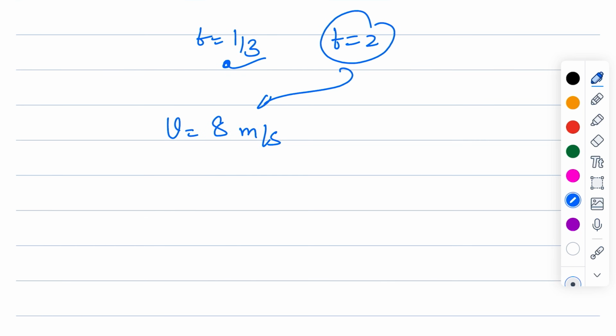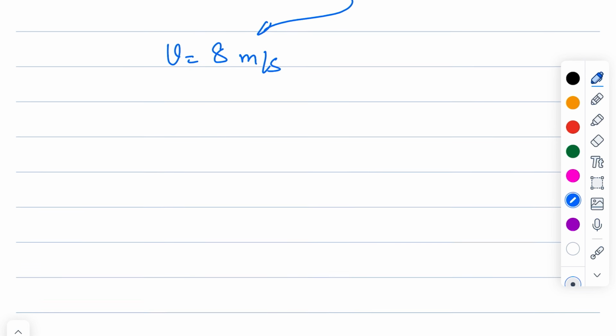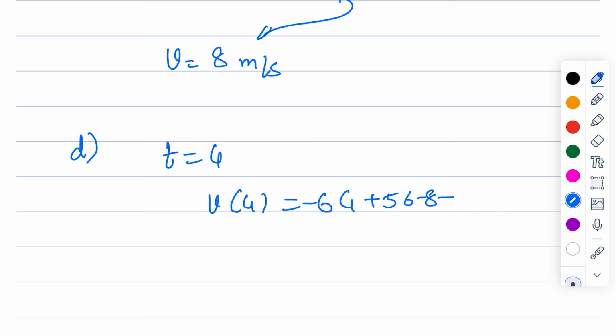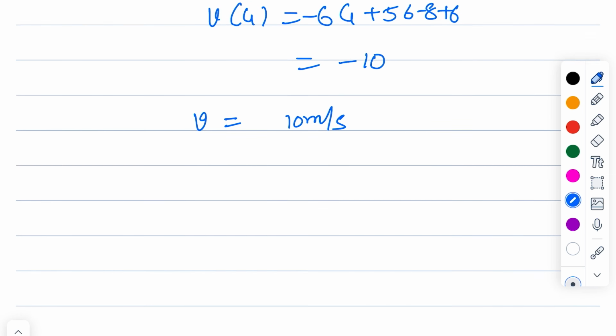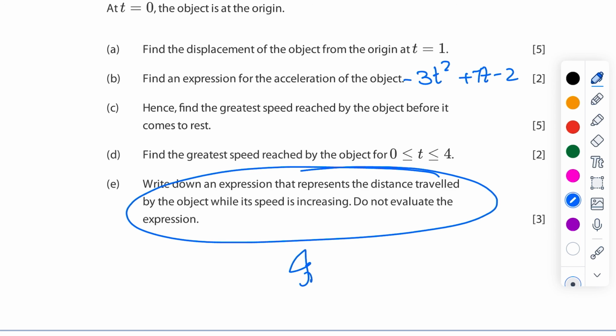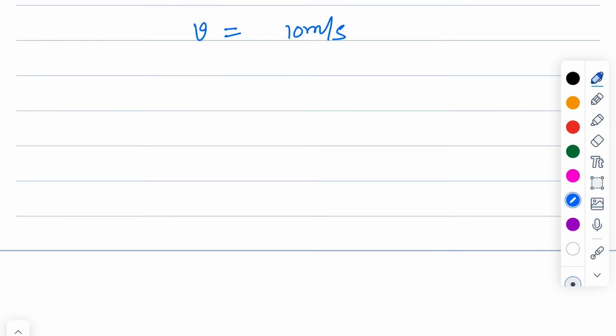Find the greatest speed reached by the object between 0 and 4. At 2 it was 8 meters per second, so I'll try to substitute 4. When I substitute 4, I'm directly writing the answer here, you get negative 10. So the maximum speed is 10 meters per second. Write down an expression that represents the distance. This is again integration, so we shall do it in the next video.